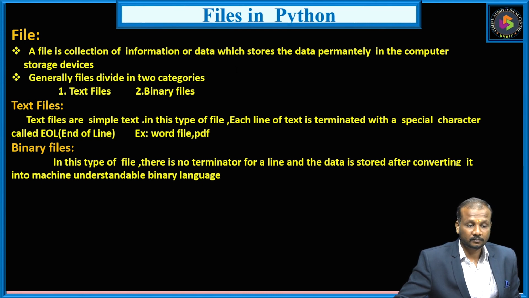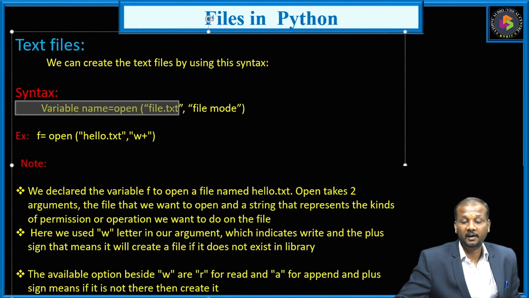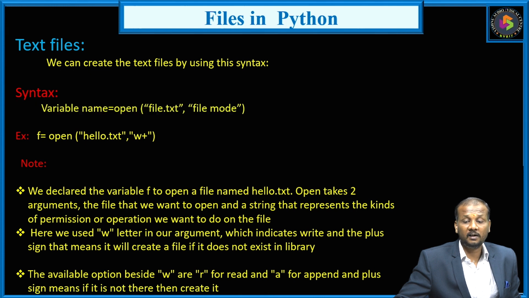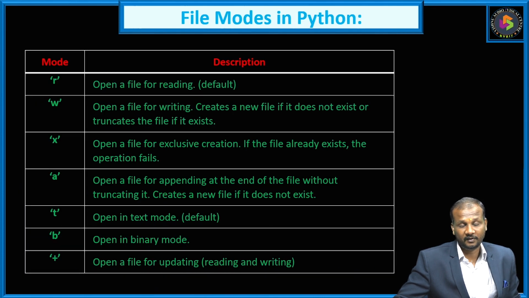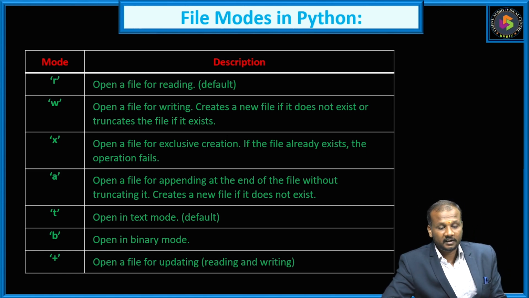How to create the files? It is the syntax: variable name, open, file.txt, file mode. This is an example for f. How many modes are there here? Total 7 modes are there. One is read, one is write, another is x, one is append, one is text t, and what are b and plus.